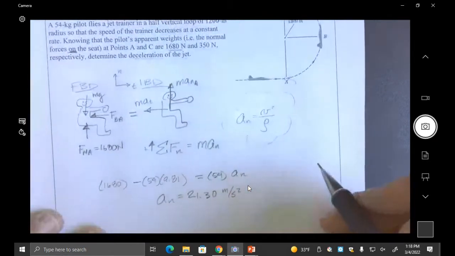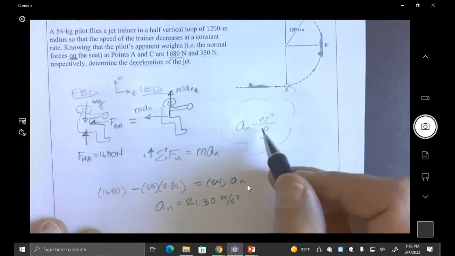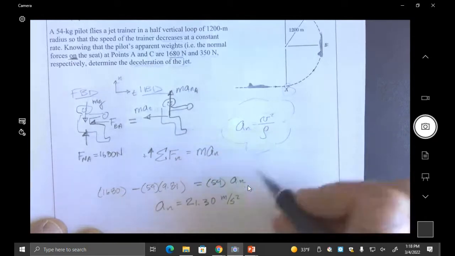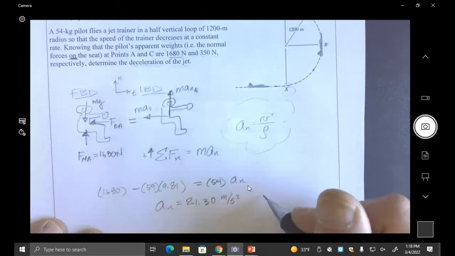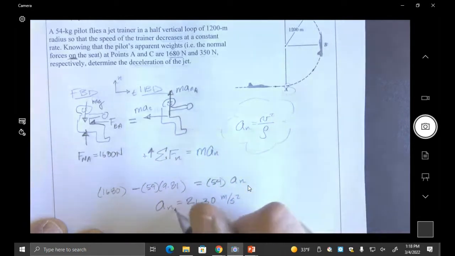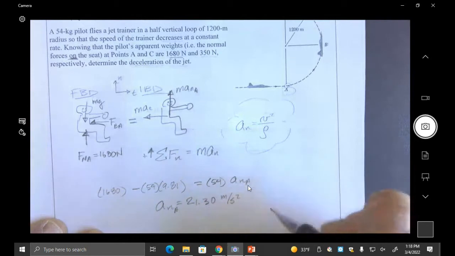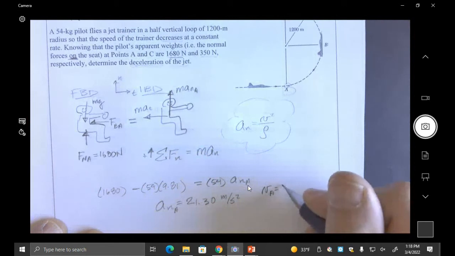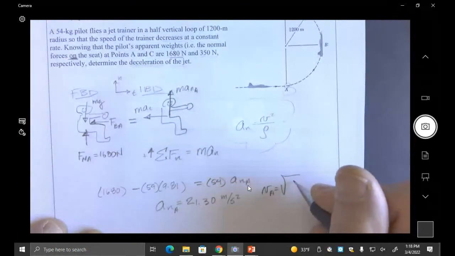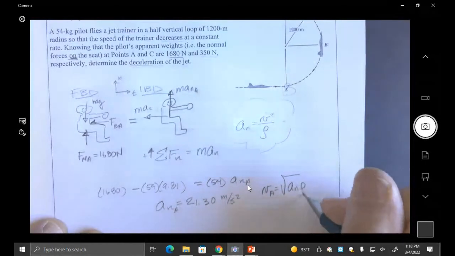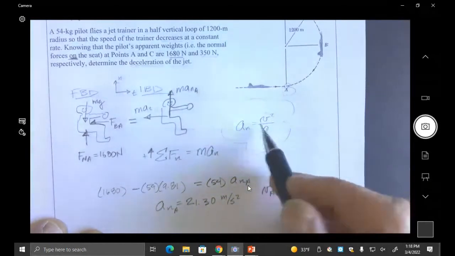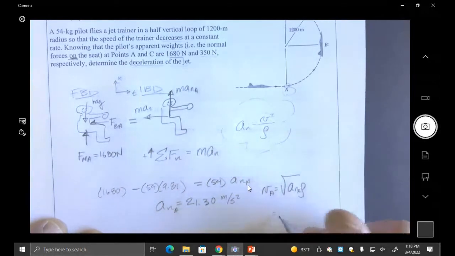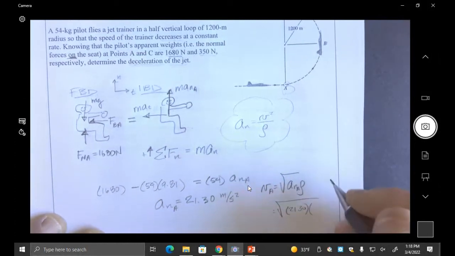So from this, I know something else about the normal acceleration. I know this right here. So from this, I can get what the velocity is at point A. I should have put an A in there. So the velocity at A is going to be equal to the square root of a_n times rho. Is that true? Sure. So square root of 21.3 times 1200.